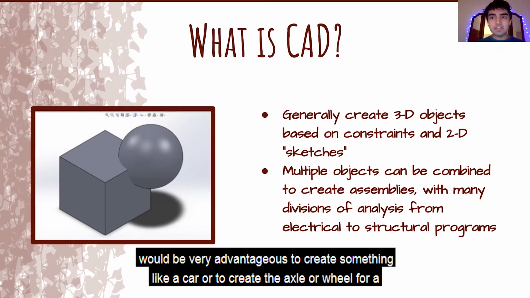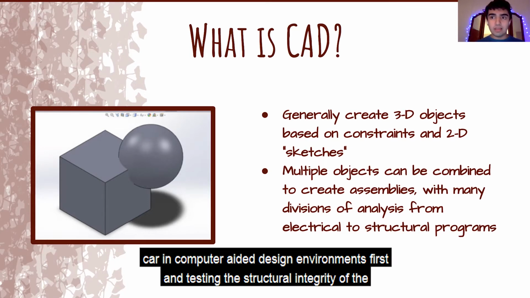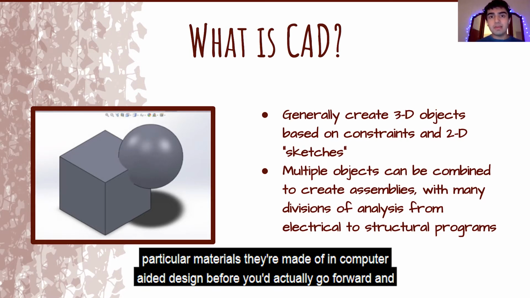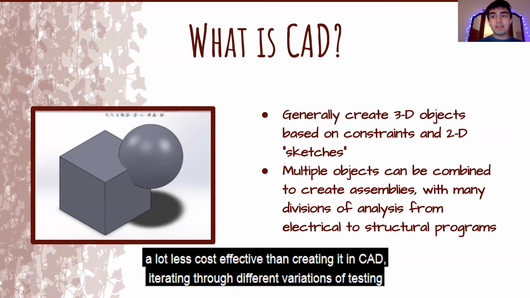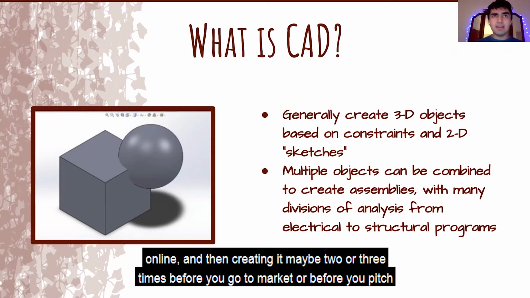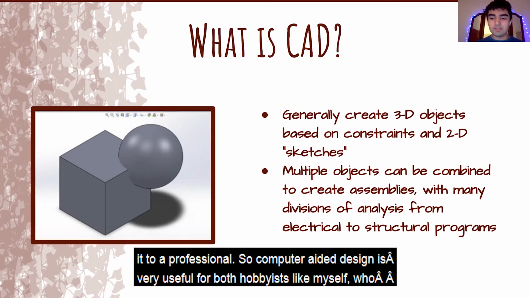And it would be very advantageous to create something like a car, or the axle or wheel for a car, in computer-aided design environments first, testing the structural integrity of the particular materials they're made of before you'd actually go forward and test them in a real design environment. Because having to create the same car about 20 times is a lot less cost effective than creating it in CAD, iterating through different variations of testing online, and then creating it maybe 2 or 3 times before you go to market or before you pitch it to a professional.